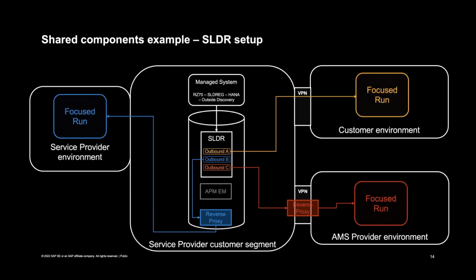And to make this happen, we provide with Focused Run an additional component, which is called the SLD Landscape Data Router, the SLDR for short. And this Landscape Data Router is forwarding the data from all the SLD data suppliers to multiple Focused Run systems. So you can configure all your SLD data suppliers to send the data only once to this SLD router, and from there the data is then split and transferred to all the connected Focused Run systems.